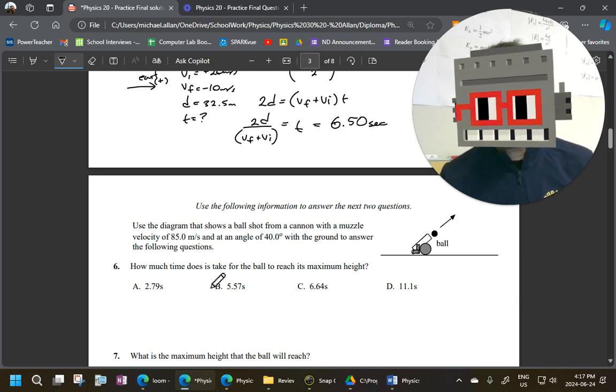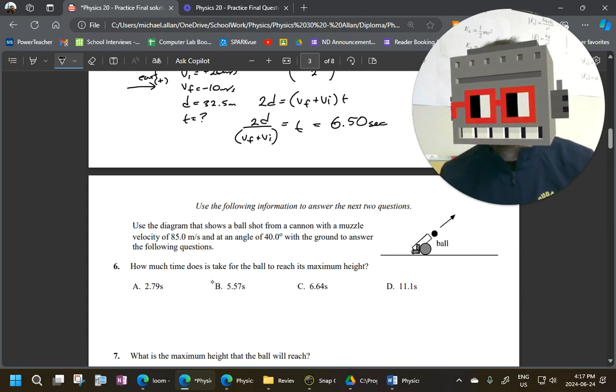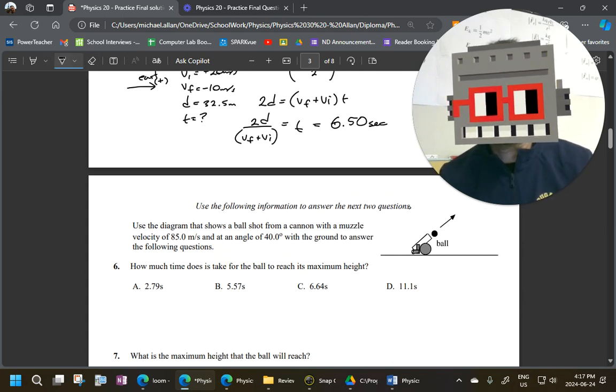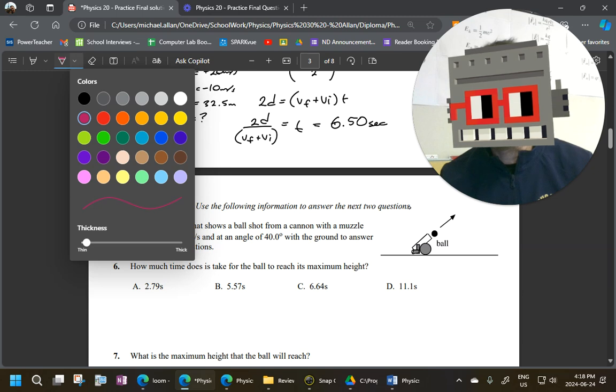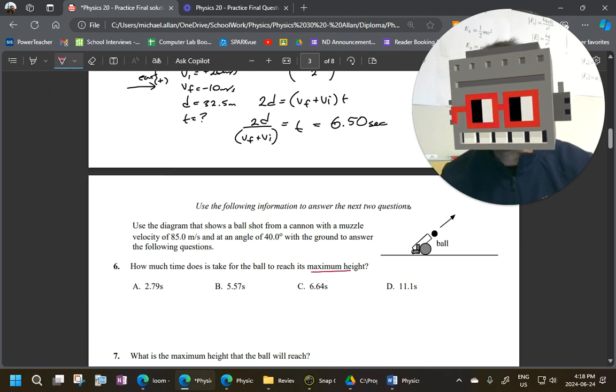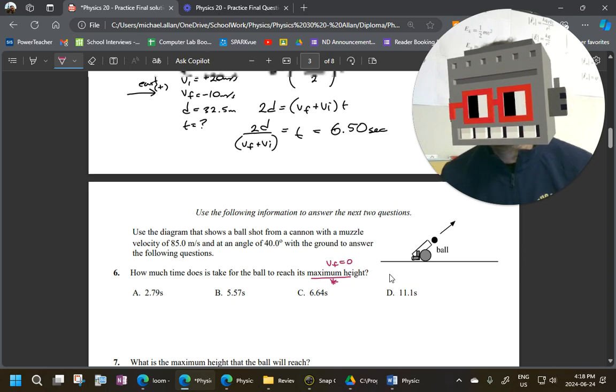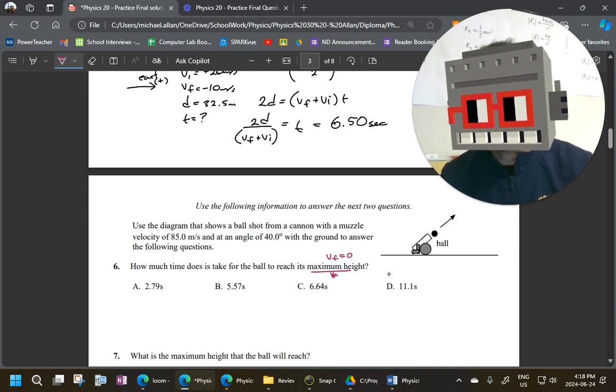All right, so questions 6 and 7 here. What we're going to do is start off with questions 6 and 7 because this is going to be a T-chart question. I'm trying to find that max height. All right, so max height means that my VF vertically is going to be 0. So that's something to do with my T-chart. We'll come back to that in a second.